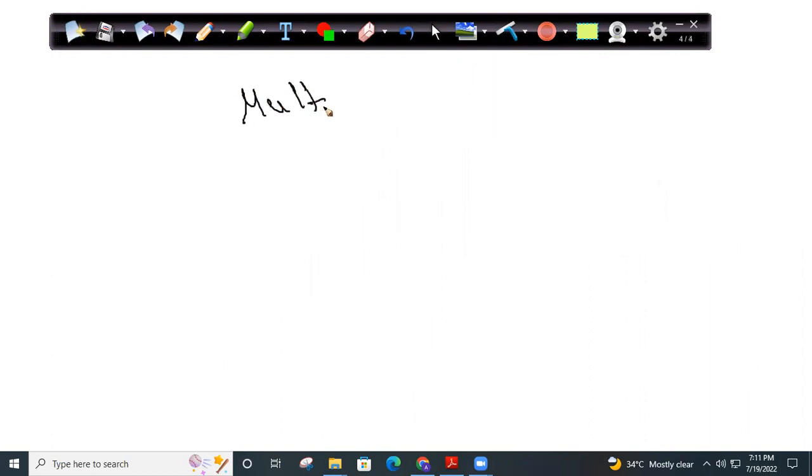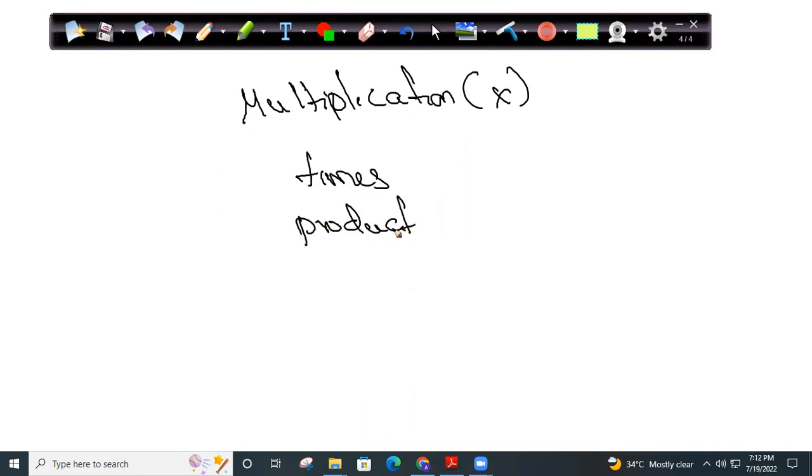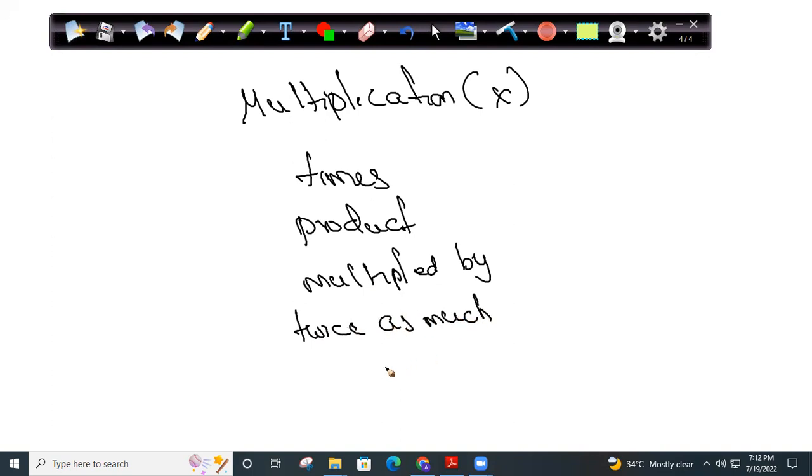When should I replace? What are the different words that we use for multiplication? Times, product, multiplied by, twice as much or thrice as much, of. Of means multiplication, most important. The preposition of generally represents multiplication. Twice as much or thrice as much, or 4 times or 5 times, all these represent multiplication. Times represents multiplication. This I already wrote: product, multiplied by, twice as much.